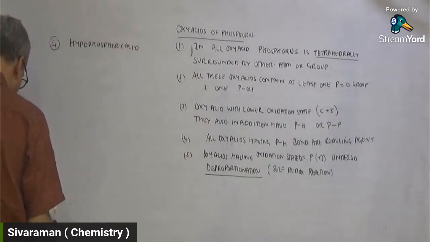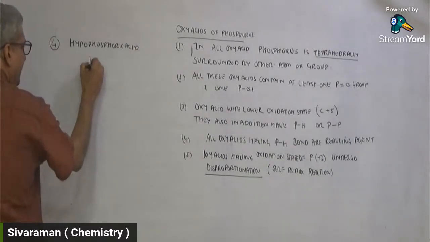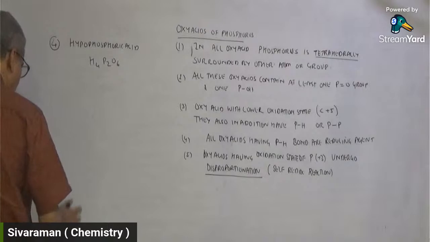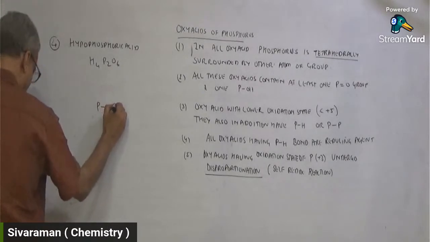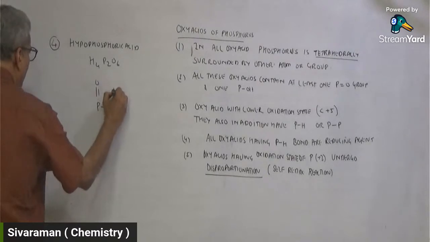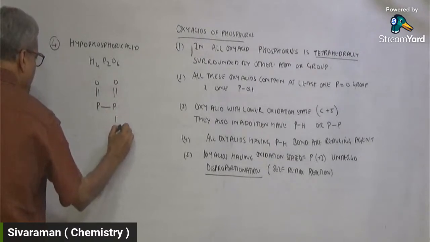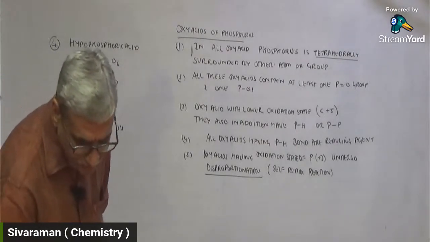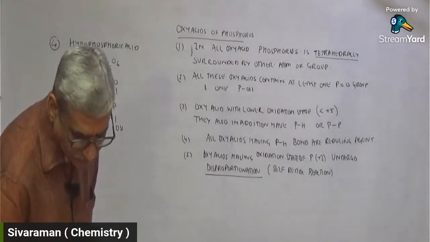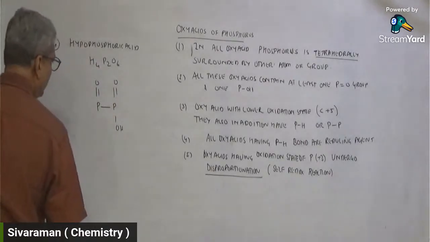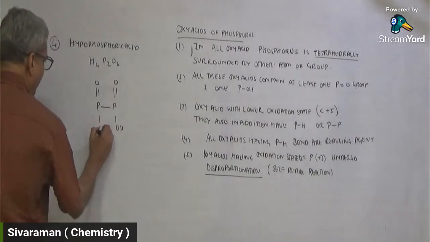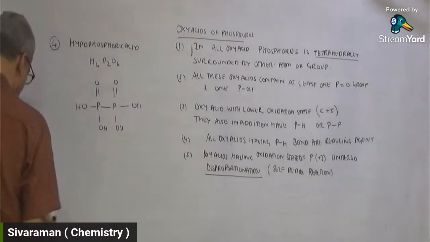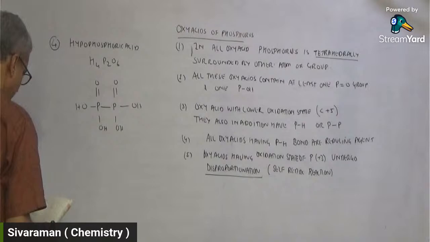Hypophosphoric acid is H4P2O6. If you look at the structure, what do we have? You have a P double bond O, double bond O, OH. Just a minute. So P double bond O, P double bond O. Then you have OH, and then you have OH, and then you have OH. It is very important over here.